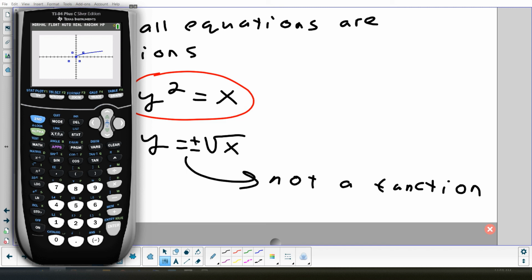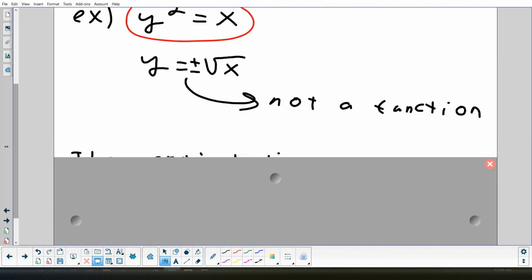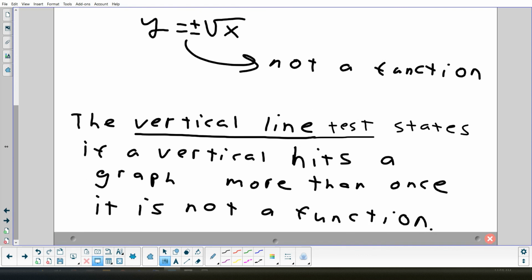There's the square root of x. There's the negative square root of x. It's a parabola on its side. So if you were to draw a vertical line, it fails the vertical line test. Okay, so vertical line test says if you can put a vertical line anywhere and it hits the graph more than once, it is not a function.